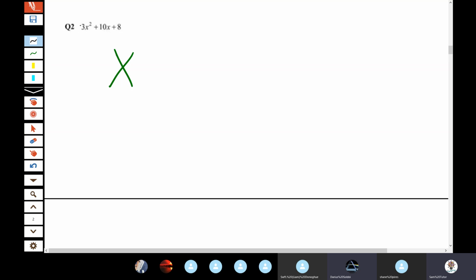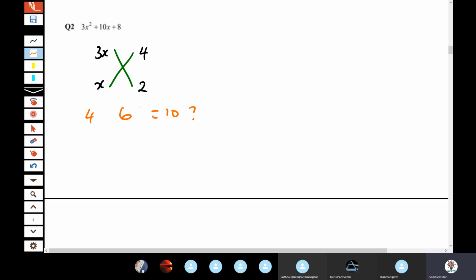So 2 things that multiply to get 3x squared. 3x and x. Of course, 3x and x. 2 things that multiply to get you 8. 4 and 2. Now, how do we read them? So how do you read this? Technically, 4 and 6. Would 4 and 6 ever get you 10?